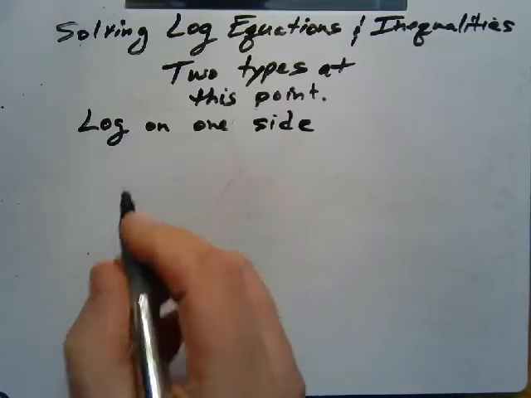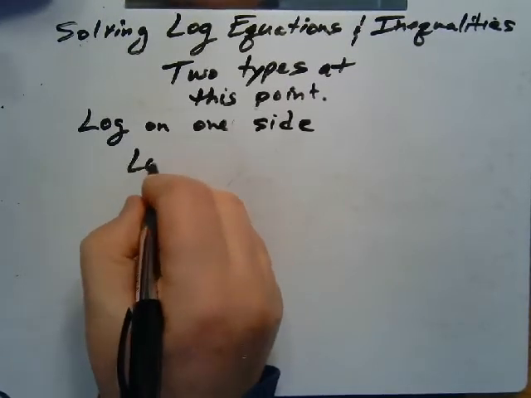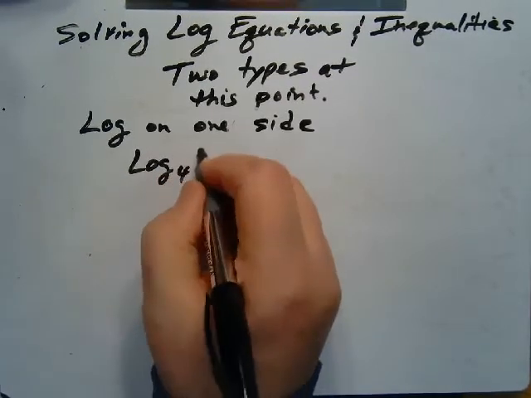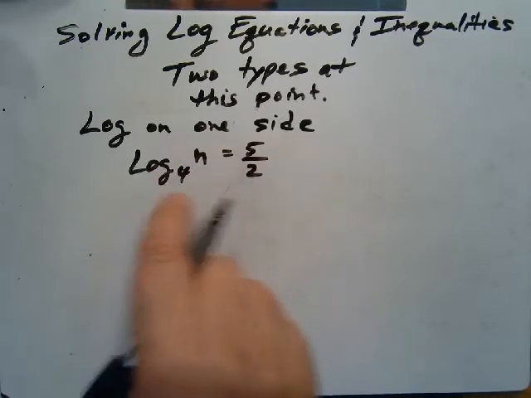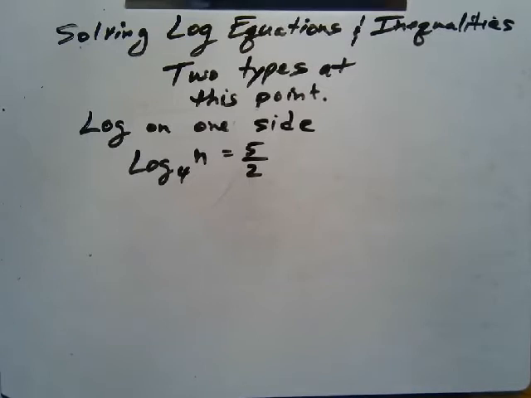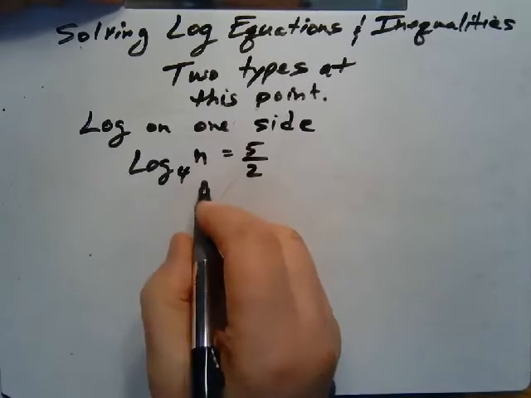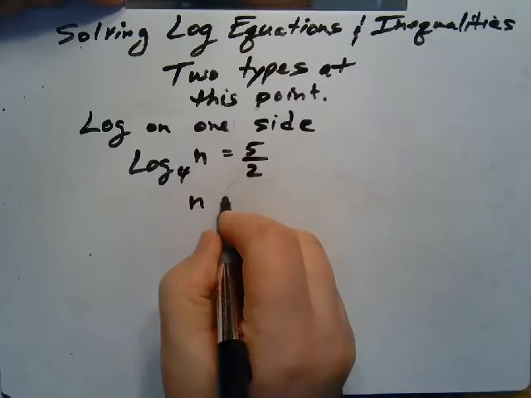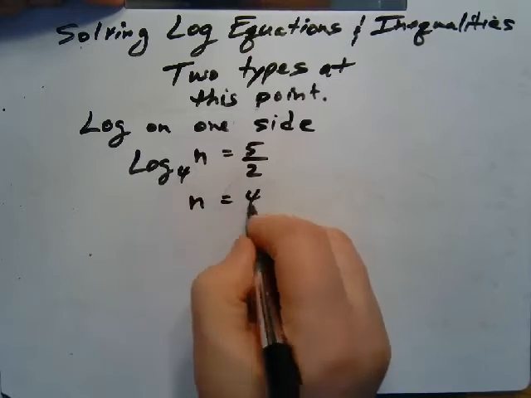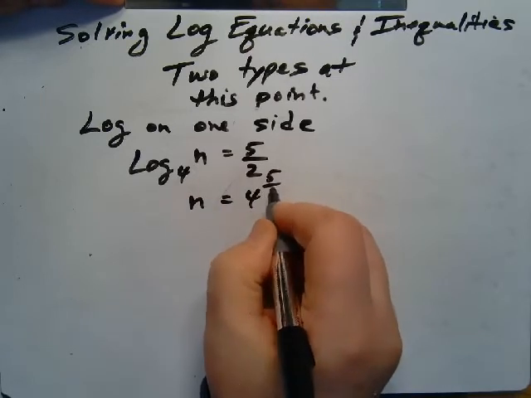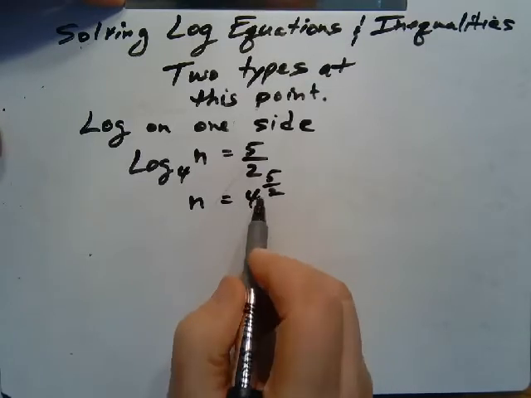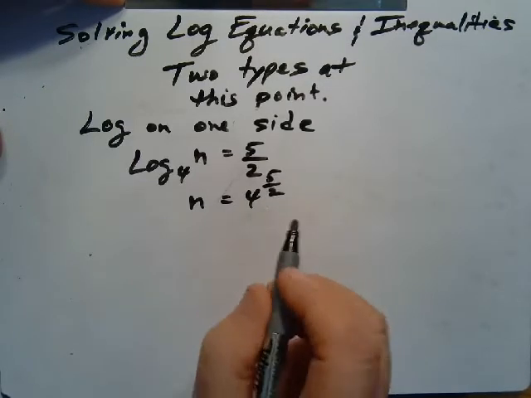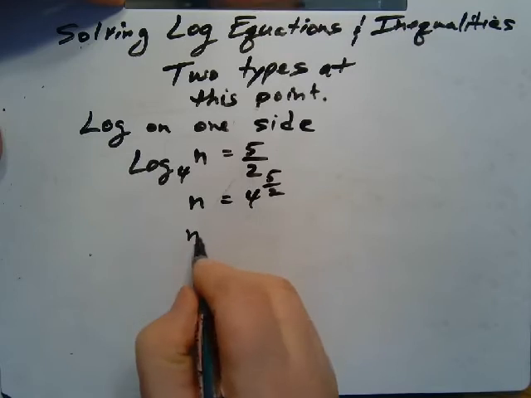For example, you'll see something like this: log base 4 of n equals 5/2. There's just one log here, no logs anywhere else. Well, to solve this, you just drag the result down as we've shown before, throw the base to the other side, and raise it to the exponent. Now we can use the calculator if we wanted to and take 4 to the 2.5 power. We get the right answer there, but let's do it with a pencil here.